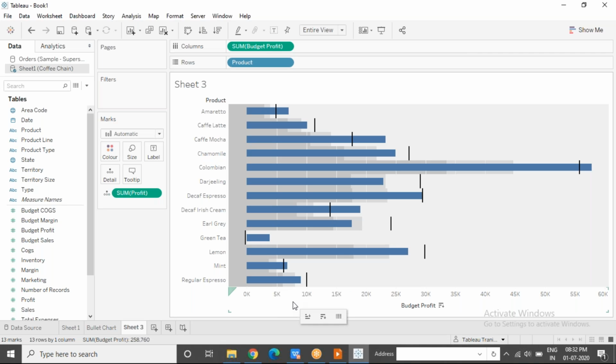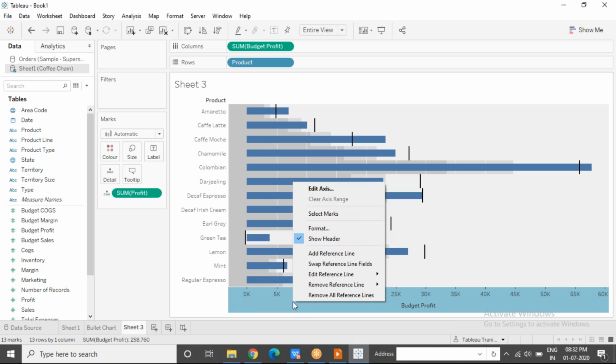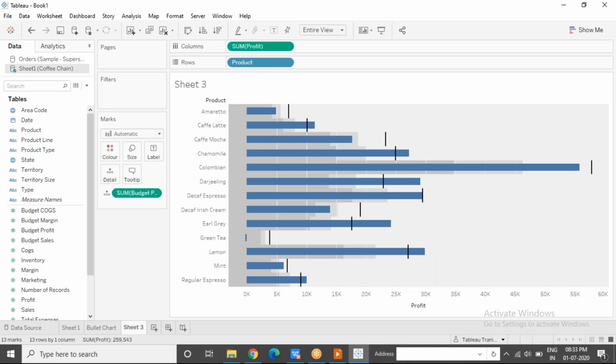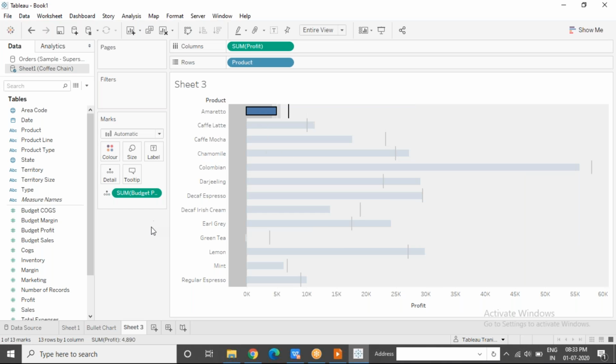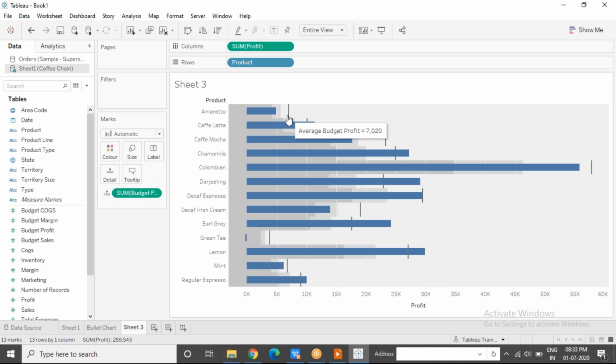So what do we do? Right click on the axis and select the option to swap reference line fields. When you do this, whatever is on the detail shelf, which is profit on this graph, will move to the columns shelf. And whatever is on the columns shelf, which is budget profit on this graph, will move to the detail shelf. So swap reference line fields. Done. Now profit is coming up as a blue colored bar and the reference line is your budget profit.